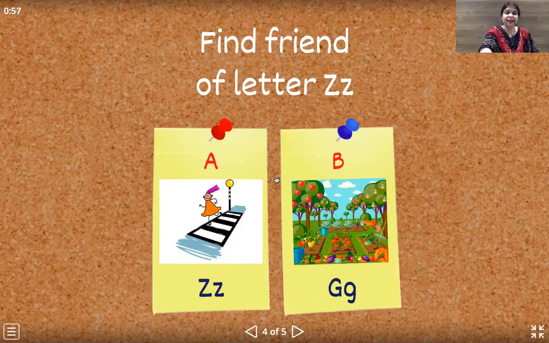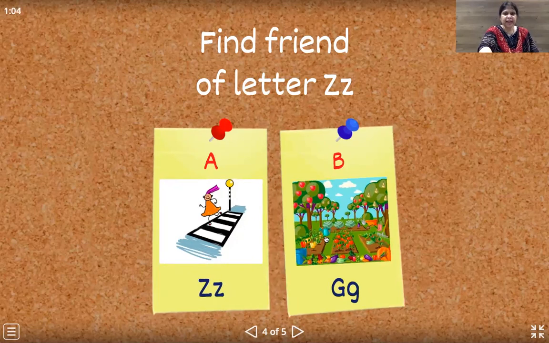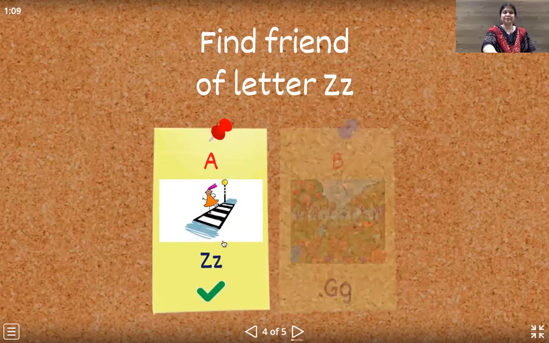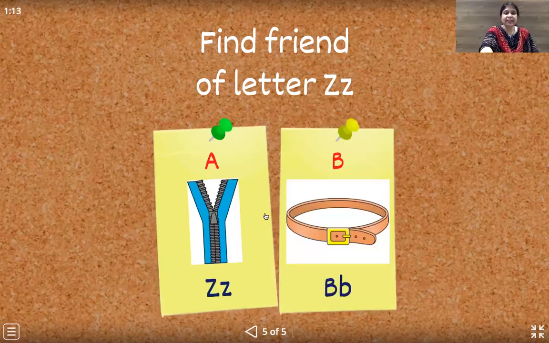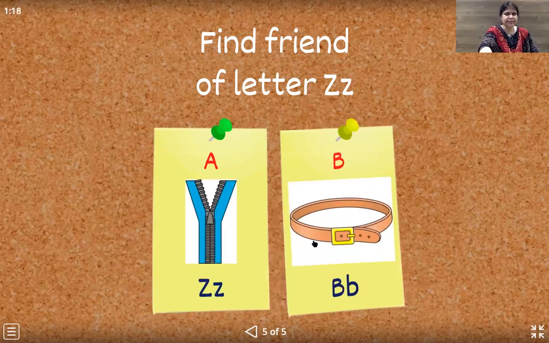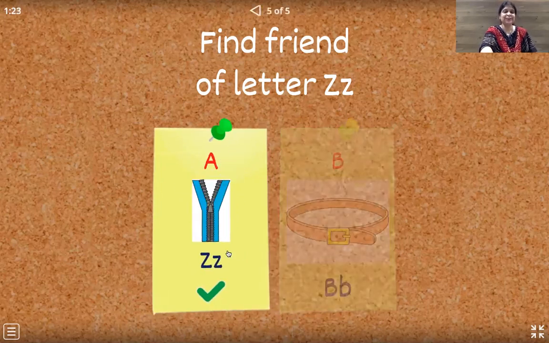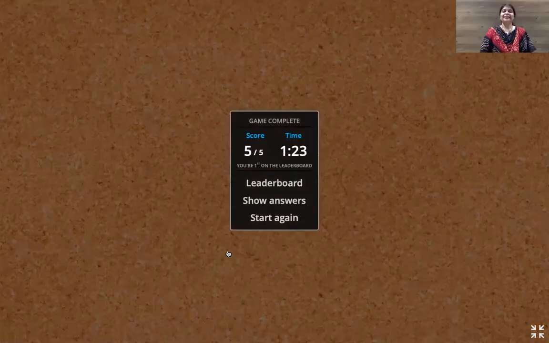And here, again, we are going to find the friend for letter Z. Zebra crossing or garden? That's right. Zebra crossing. Now, again, a friend of letter Z. Zip or belt? Very good. It's zip. And we got it right. Yes, superb. Round of applause. We scored 5-on-5.